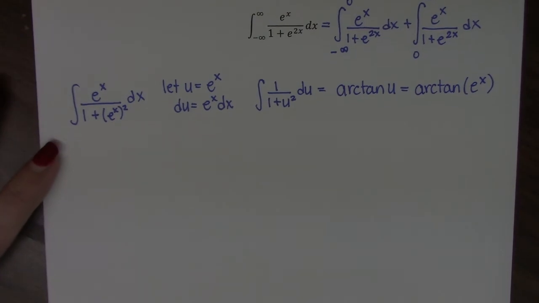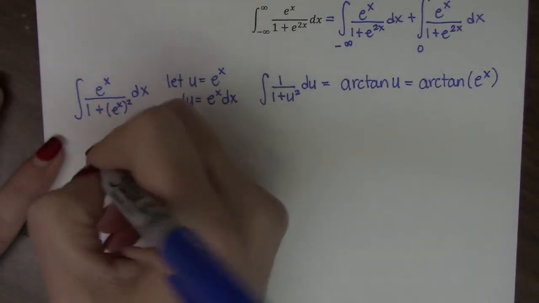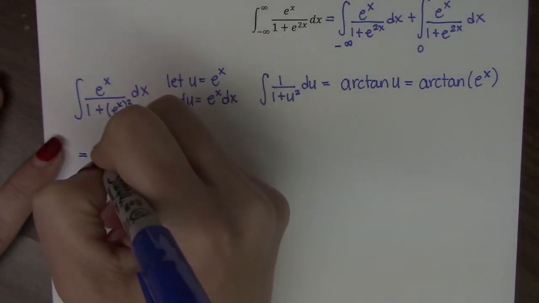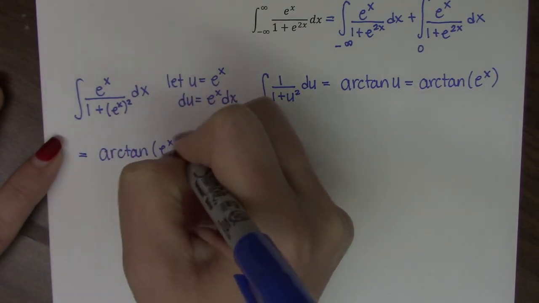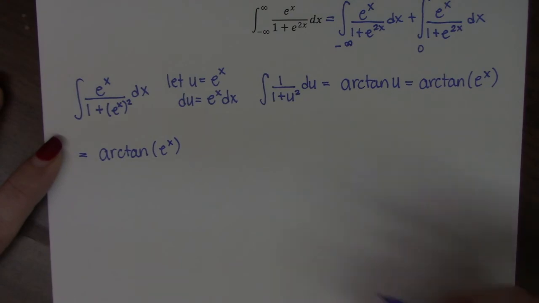So now I have to deal with my bounds. The integral says that we evaluate arctan of e to the x. The first one was negative infinity to 0.